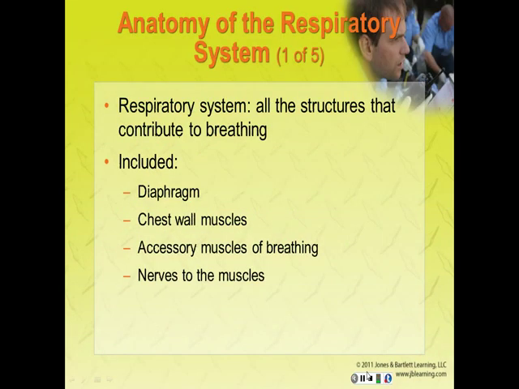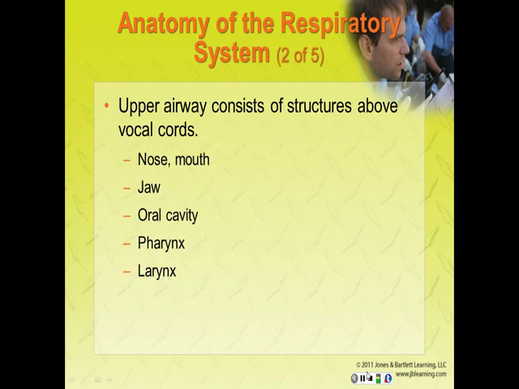Anatomy. The respiratory system consists of all the structures that contribute to breathing, including the diaphragm, chest wall muscles, accessory muscles of breathing, and nerves from the brain and spinal cord to those muscles. We've already gone over these in previous lectures, so this should be a review for you. The upper airway consists of all anatomic structures above the vocal cords, the nose and mouth, and this is where air enters and is filtered, warmed, and humidified. The jaw, the oral cavity, the pharynx, and the larynx make up the end of the upper airway.